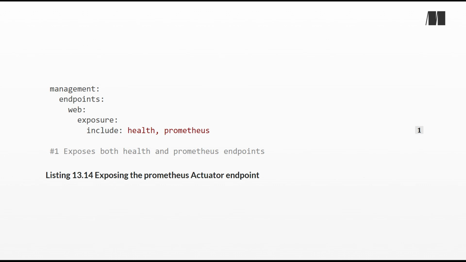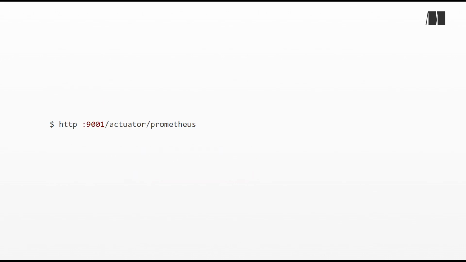Then update the application.yml file to expose the Prometheus actuator endpoint via HTTP. You can also remove the more generic metrics endpoint since we're not going to use it anymore. Listing 13.14, Exposing the Prometheus actuator endpoint. The default strategy used by Prometheus is pull-based, meaning that a Prometheus instance scrapes, pulls, metrics in regular time intervals from the application via a dedicated endpoint, which is /actuator/prometheus in the Spring Boot scenario.